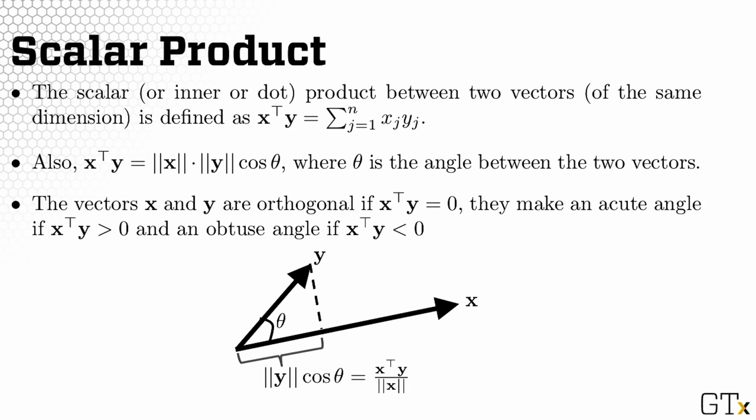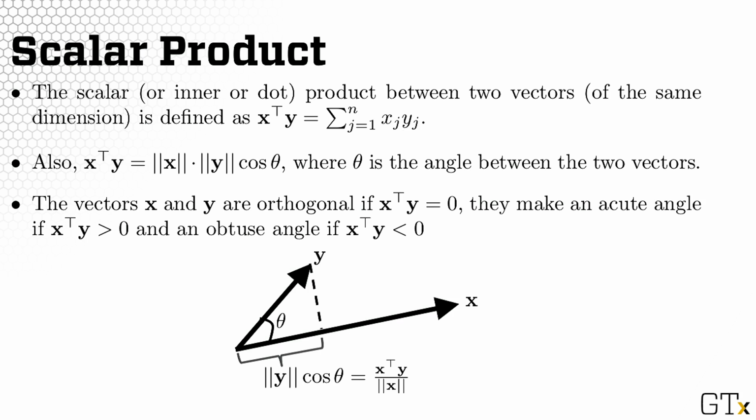Now, the scalar product, sometimes called the inner product or the dot product, between two vectors of the same dimension is defined as x transpose y, where you multiply each coordinate of x and y together and you sum up across all of the coordinates. It is a scalar product because this product returns a number. You sum up over each coordinate.